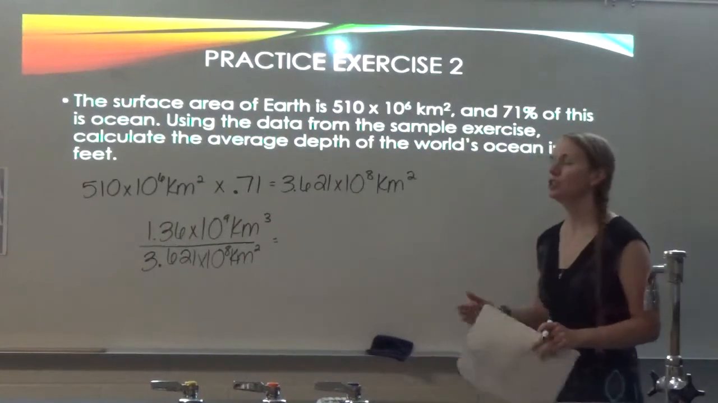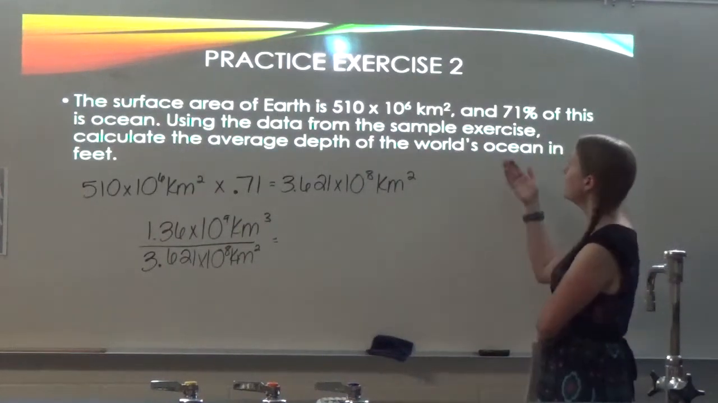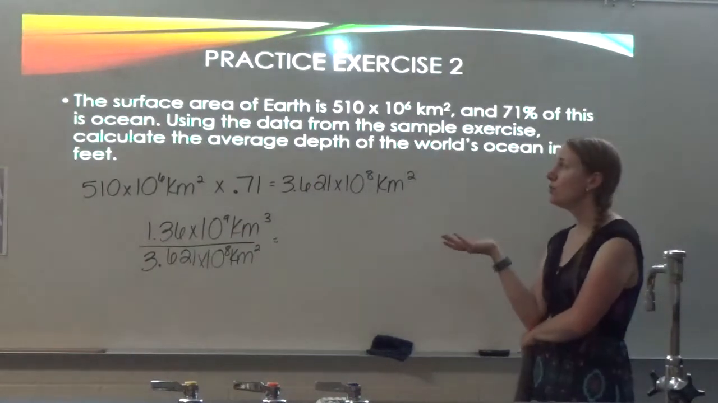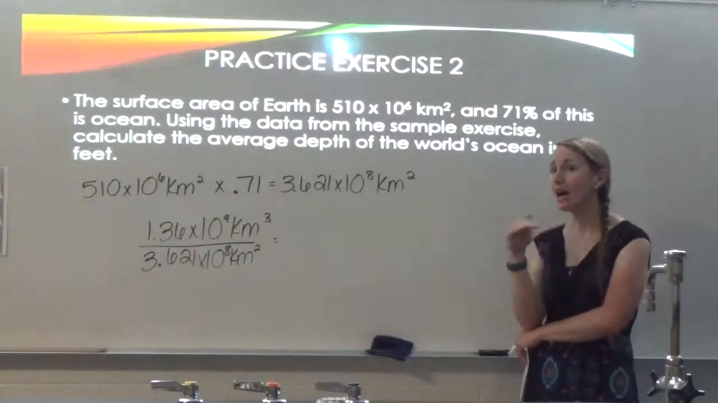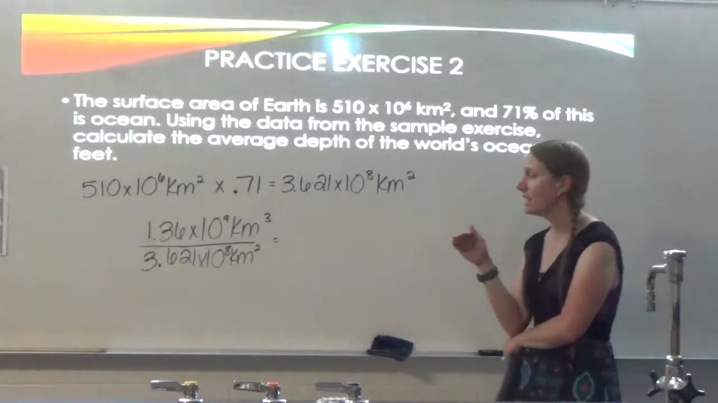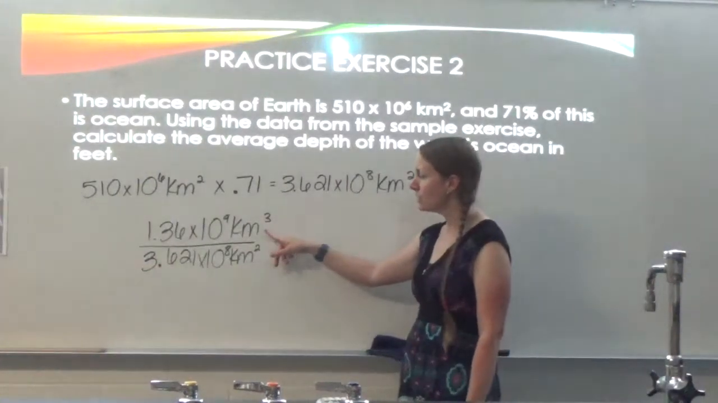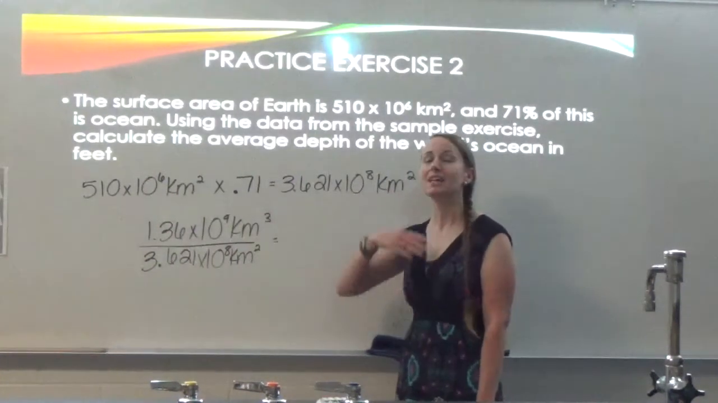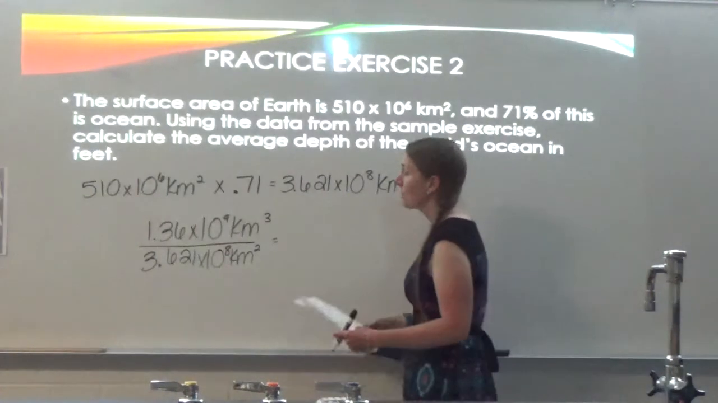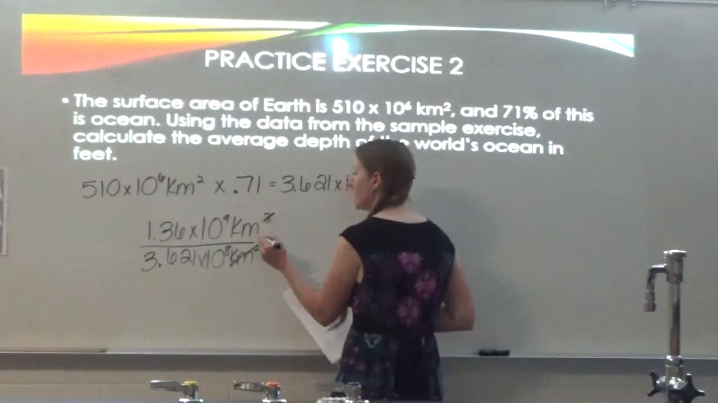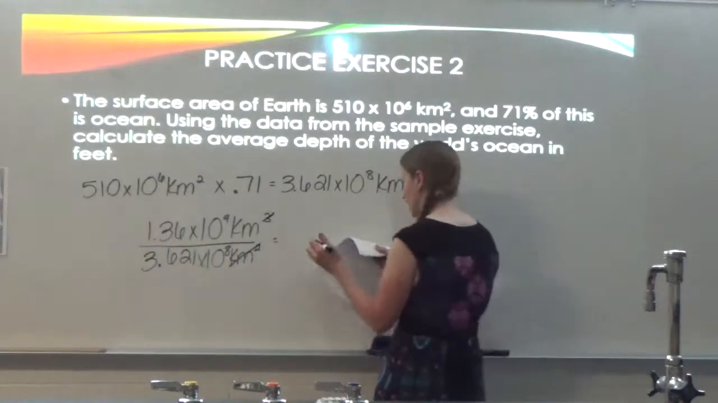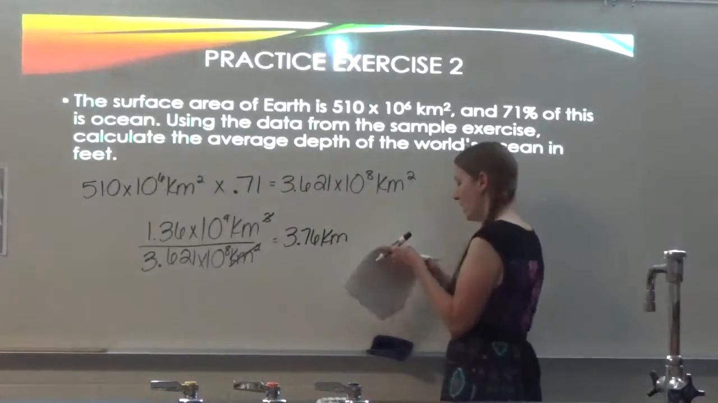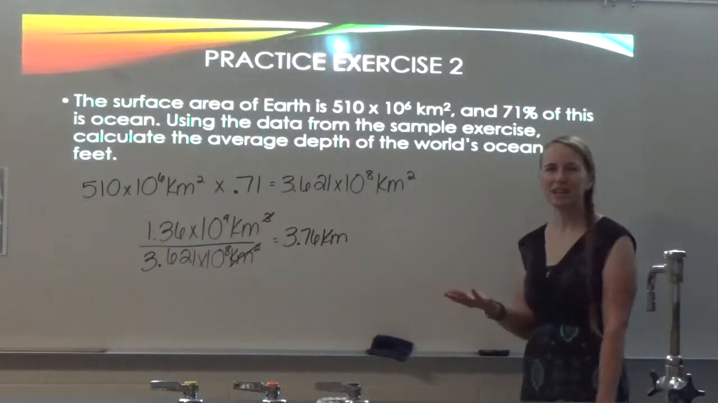A lot of times, y'all, it's just a game of units. It's asked me for the depth of the ocean in feet. So I know that I'm trying to get to a non-cubed or squared unit. If I have cubed kilometers and I have squared kilometers and I divide, I'm just going to get kilometers. And so then I can work my way to feet. All right, so kilometers squared is going to cancel. So once I divide, I get 3.76 kilometers. All right, but the problem is, of course, it wanted feet.